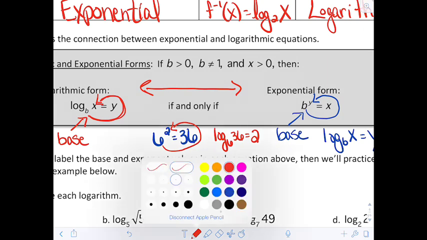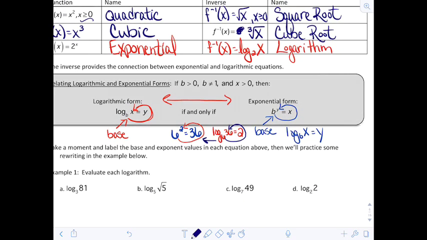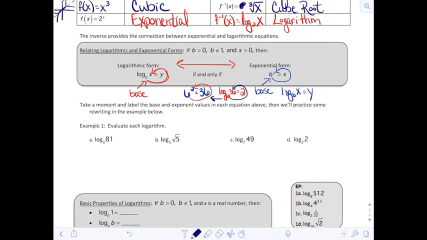And if we wanted to go back in that same direction, back the other way, we would start at the base, head toward the equal sign, and 6 to the second power equals 36. So that's how we would go from a logarithmic function to an exponential and vice versa. So now let's see why we use these. They come in handy when we have to evaluate logarithms.